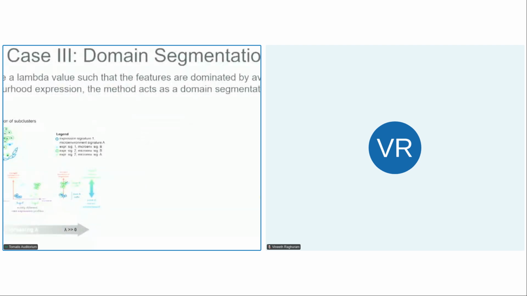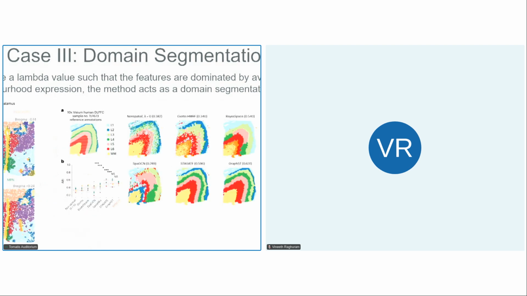So, in domain segmentation, when lambda is close to 1, you're essentially clustering by average neighborhood gene expression or average cell type composition. Earlier we were looking at the hypothalamus data set in cell typing mode. This is the same data set in domain segmentation mode. And you can see the bed nuclei of the stria terminalis, the medial preoptic area, the third ventricle, and all of these regions coming out as domains. And also on the DLPFC data set that everybody uses for benchmarking, our approach does pretty well. It's on par with the state of the art in the field.